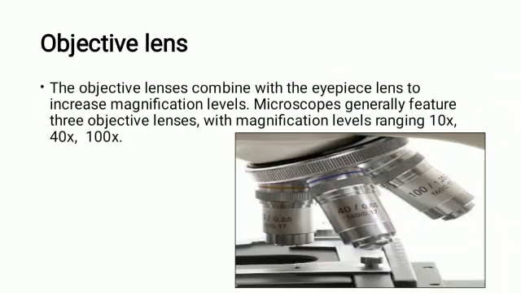Next we have the most important part of the microscope, which is the objective lens. The objective lenses combine with the eyepiece lens to increase the magnification level. This is the same thing which I have told you earlier, that to find out the magnification power of a microscope, we will multiply the magnification power of the objective lens and the magnification power of the eyepiece lens. Microscopes generally feature three objective lenses ranging 10x, 40x and 100x. Students, you can see in the diagram 40x and 100x are clearly visible and the third one is 10x.